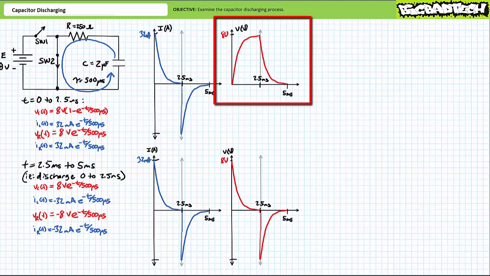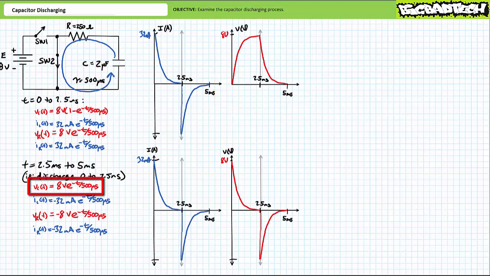At the larger system's t equals 2.5 milliseconds, the voltage across the capacitor will be the same as when the charge phase ends, in this case 8 volts. From here, the voltage across the discharging capacitor decays to 0 volts over 5 time constants, or 2.5 milliseconds. Vc of t during the discharge phase can be modeled as 8 volts times e to the negative t over 500 microseconds, where again, we're assuming the discharge phase has a new t equals 0, which happens to be the larger circuit's t equals 2.5 milliseconds.